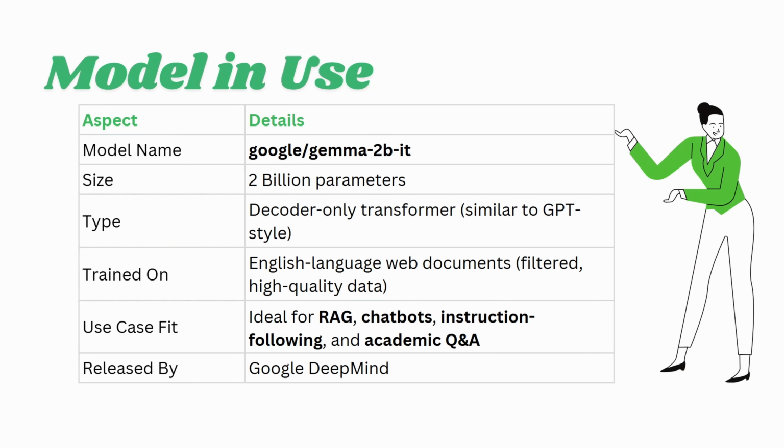For our project, we are using Google Gemma 2B, a compact yet capable LLM developed by Google DeepMind. Similar in design to GPT style models, it contains 2 billion parameters, making it lightweight enough for local and low latency inference, but still powerful enough for high quality responses. The model is trained on high quality English web documents, and it's instruction tuned, which means it's optimized to follow human instructions accurately. It's a great fit for tasks like retrieval augmented generation and academic Q&A. Exactly the kind of structured queries we are using in our RAG setup.